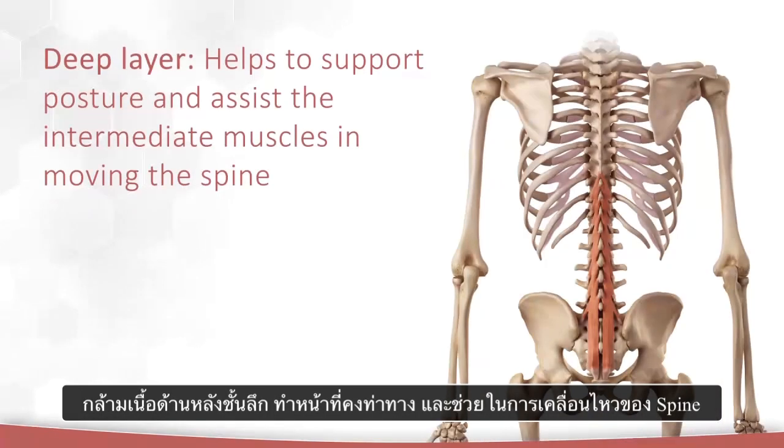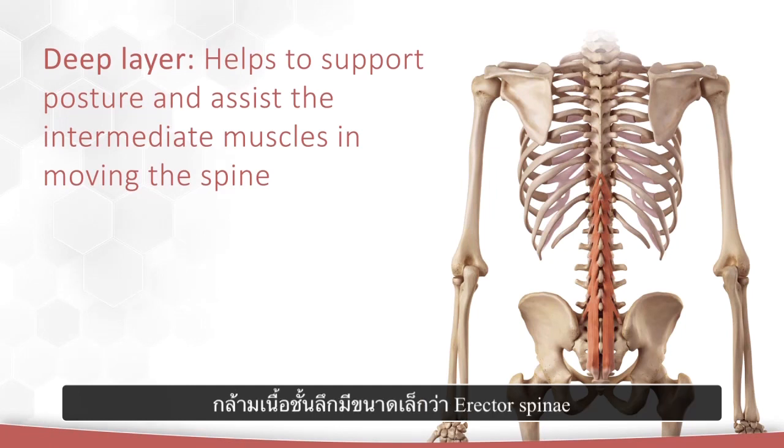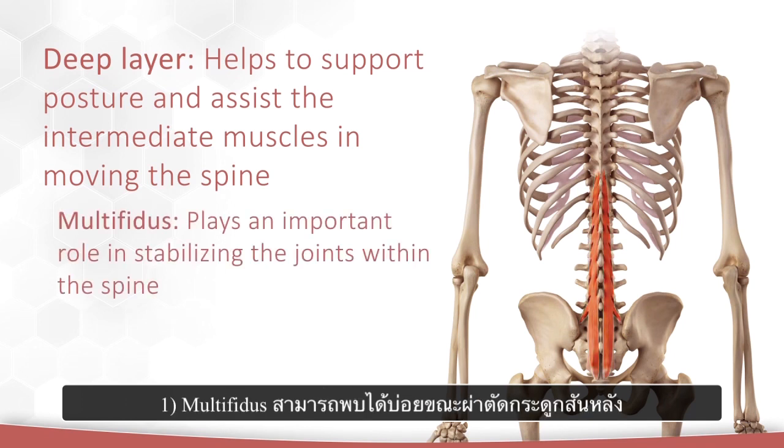The deep muscle layers help to support posture and assist the intermediate muscles in moving the spine. The deep muscles are smaller than erector spinae muscles, and none of them traverses more than 6 vertebral segments. Of the deep muscle layers, the multifidus muscle is commonly referred to during spine surgery. While very thin, the multifidus muscle plays an important role in stabilizing the joints within the spine.